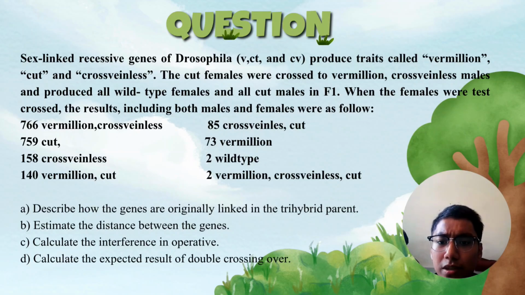First, sex-linked recessive genes of Drosophila, which are V, CT, and CV, produce traits called vermilion, cut, and cross-veinless. The cut females will cross the vermilion, cross-veinless males and produce all wild type females and all cut males in F1. When the females were test crossed, the results, including both males and females, were as follows: 766 vermilion cross-veinless, 759 cut, 158 cross-veinless, 140 vermilion cut, 85 cross-veinless cut, 73 vermilion, 2 wild type, and 2 vermilion cross-veinless cut. These are the questions.